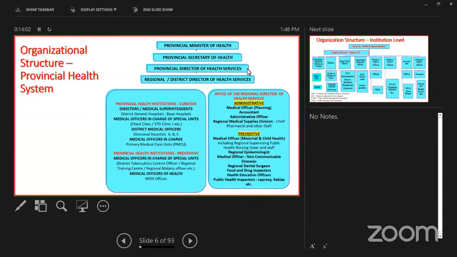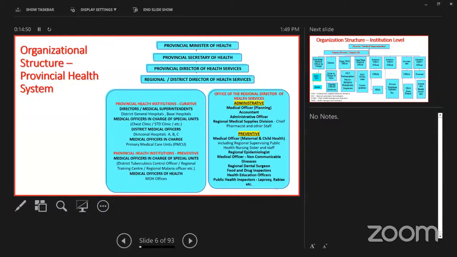So under the provincial healthcare institutions, there is a district health office, and some institutions, very similar to the central ministry. The regional director of health services office is there, and there are certain institutions under the provincial health system. When you consider the curative healthcare institutions in the provincial health system, there are district general hospitals still under the provincial health system. So those directors are there.